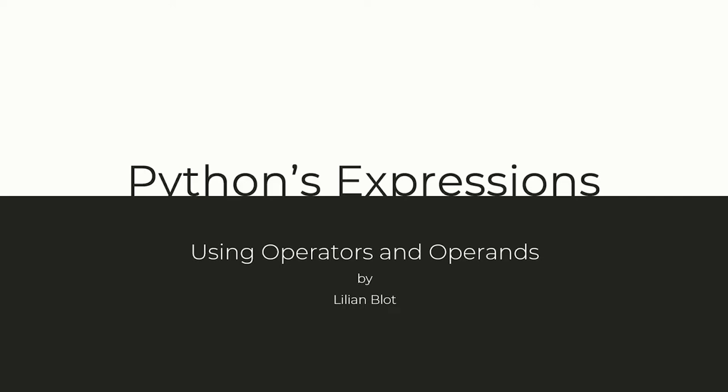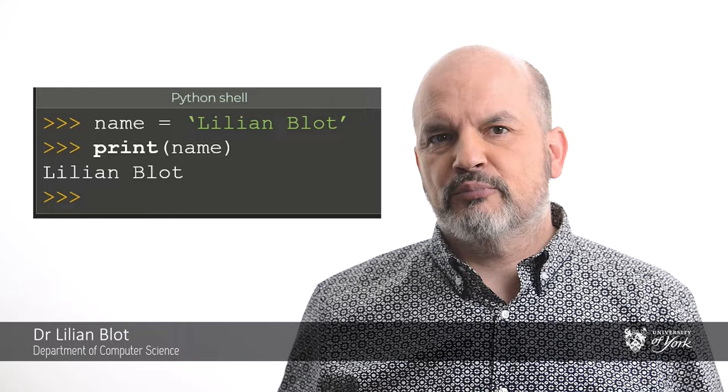Previously, we have seen values on that type and also to assign them to variables. Today, you will learn how to build complex expressions using operators and operands. A statement is an instruction that the Python interpreter can execute. So far, we have seen two kinds of statements, print and assignment.